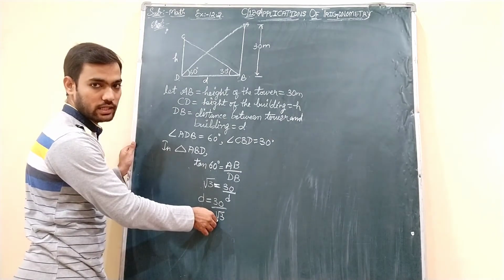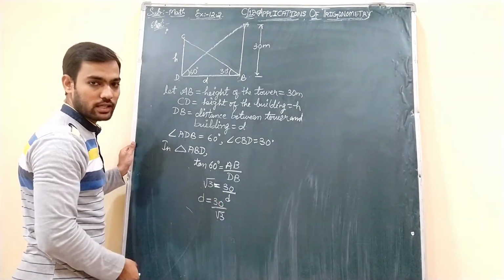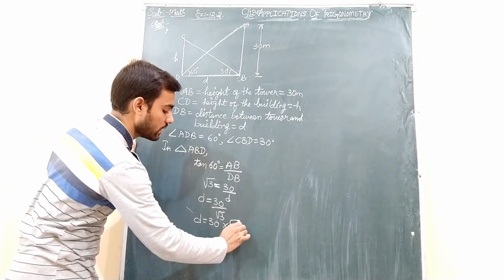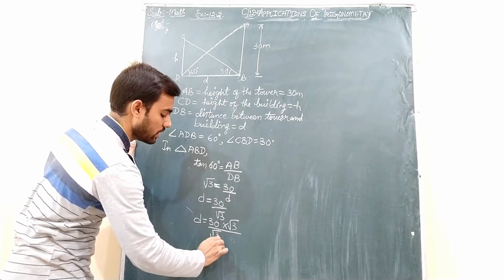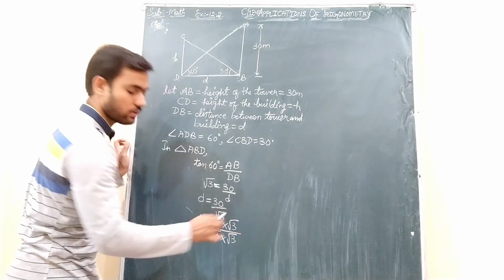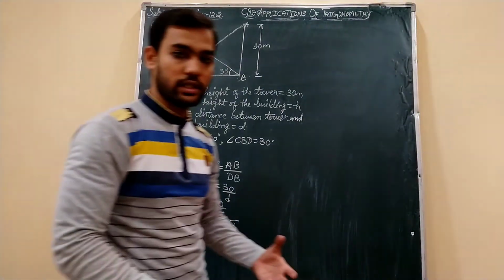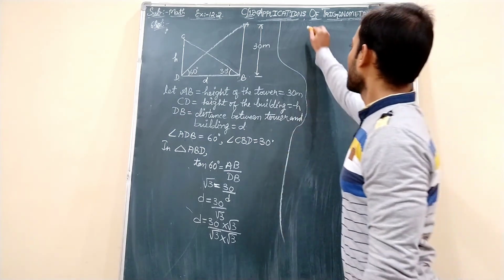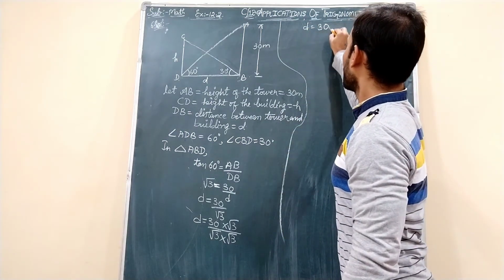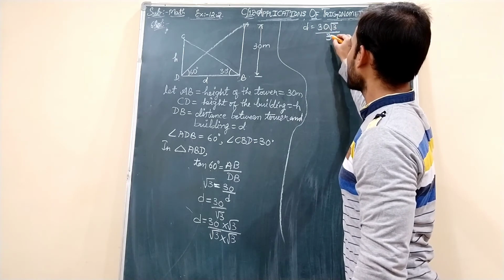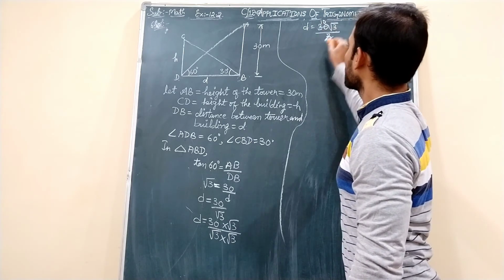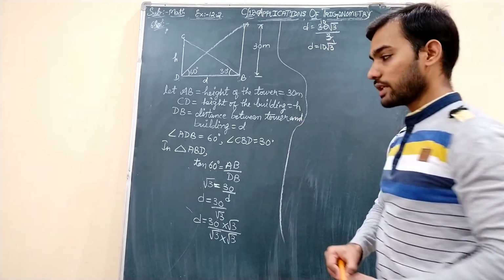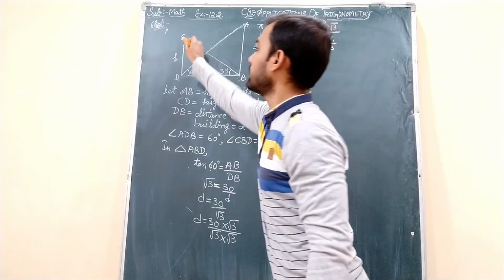But here an irrational number is there in the denominator. So we will rationalize the denominator. So D is equal to 30 into root 3 divided by root 3 into root 3. Okay, students? So 30 into root 3 will be 30 root 3 and root 3 into root 3 will be just 3. D is equal to 30 root 3 upon 3. Cancelling, 3 ones are 3, 3 tens are 10. So we got the value of D as 10 root 3. Okay, students? Now we will proceed for this triangle.